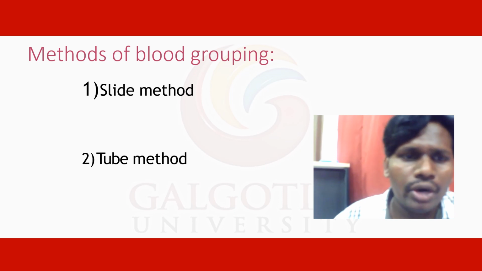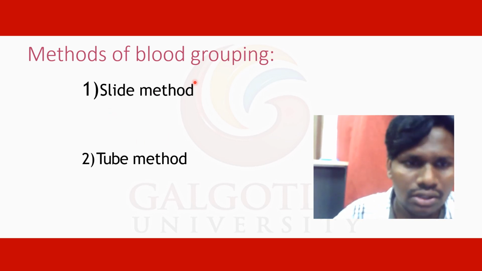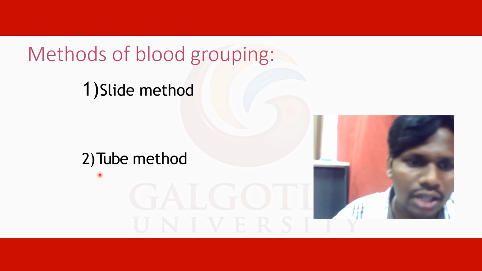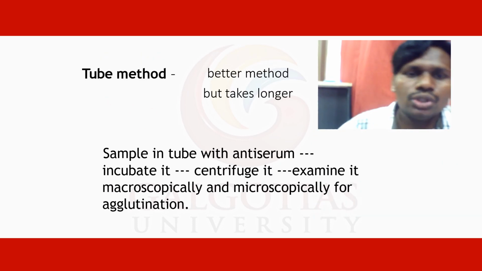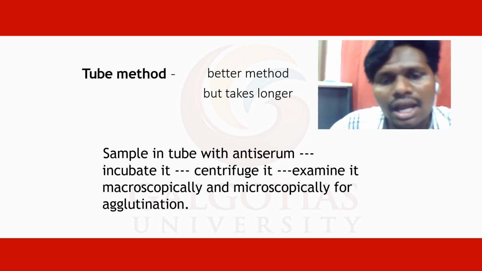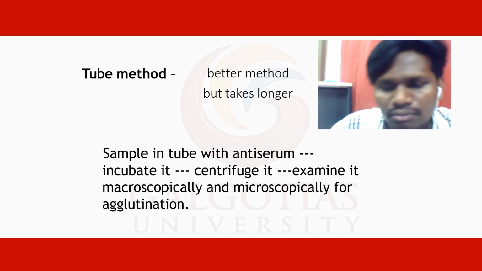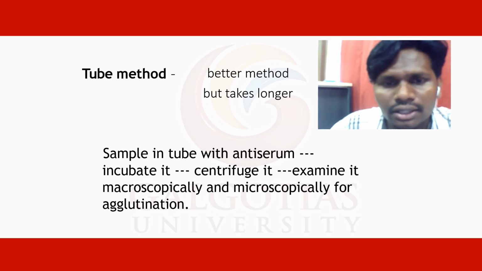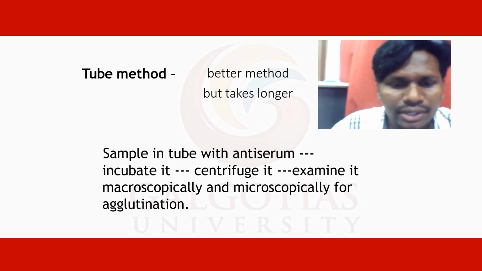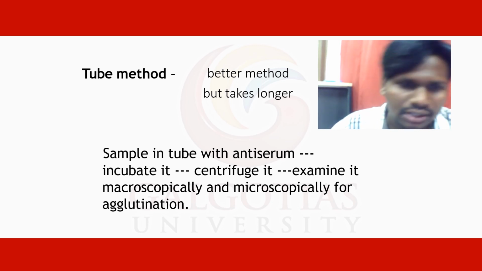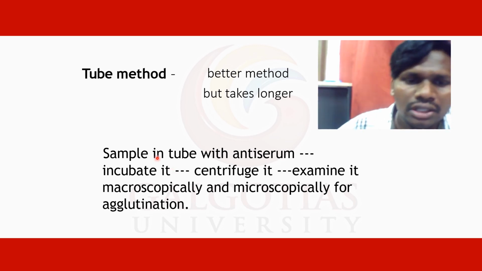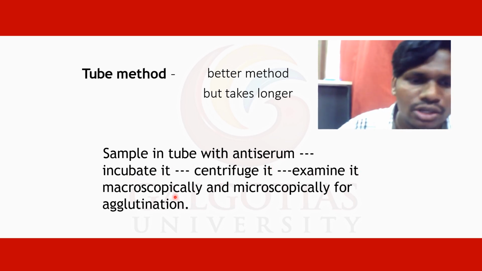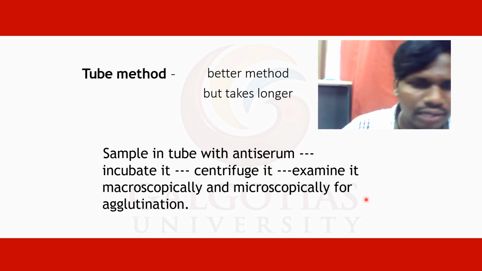Now come to the methods of blood grouping: the slide method and the tube method. The tube method is a better method but takes a longer time, because of the incubation period and so on, which differs from the slide method. Simply, in a tube with the antiserum, incubate it, centrifuge it, and examine it microscopically for agglutination.